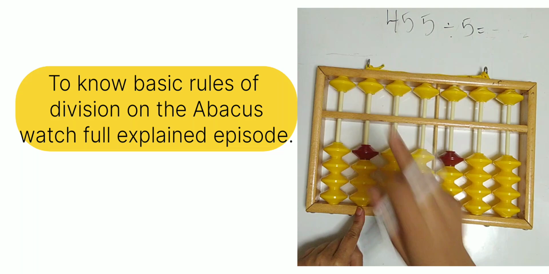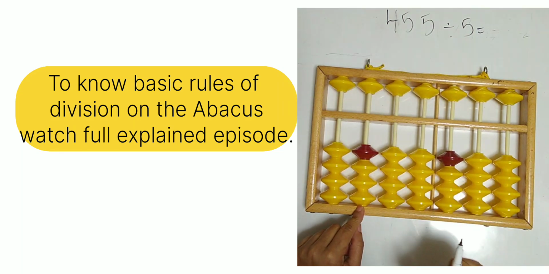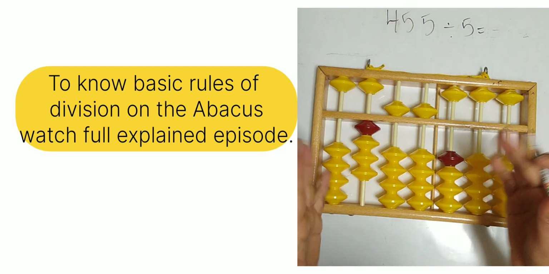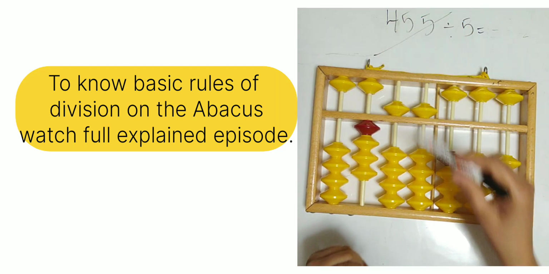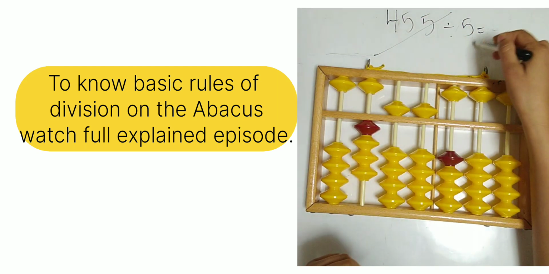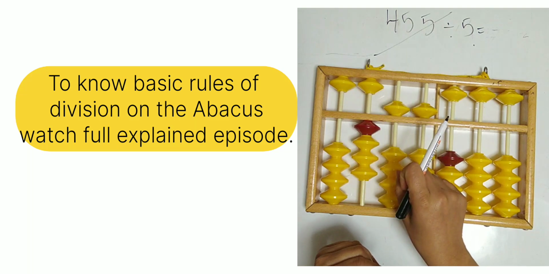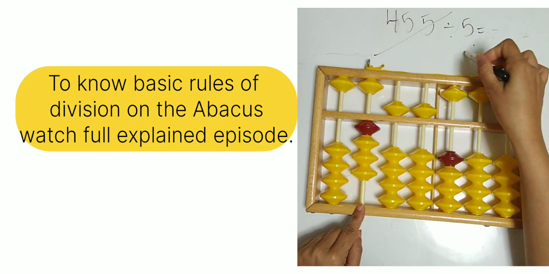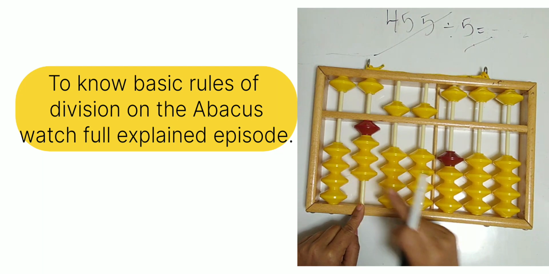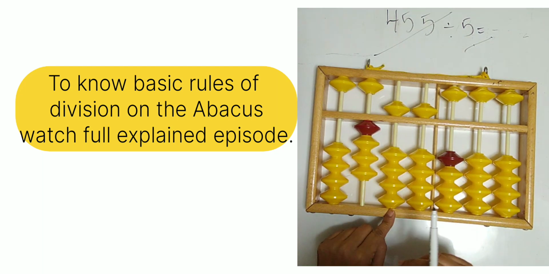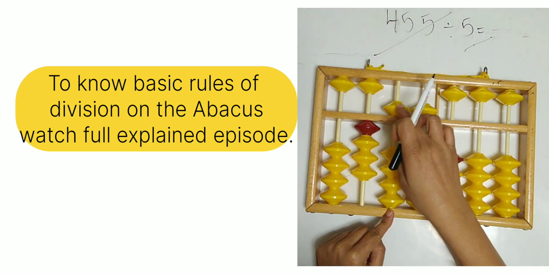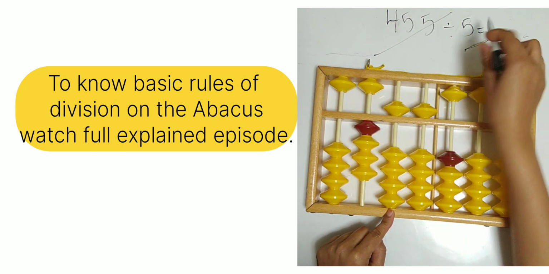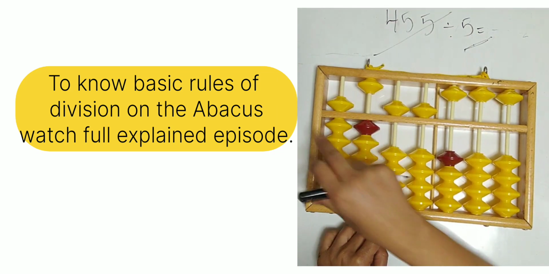Okay, so place your dividend on the Abacus, 455. Now our dividend is on the Abacus, you don't need to watch there. This is the divisor, and these are our dividend. So here first take 4. Divisor is bigger than dividend. In this case you have to take 2 digits, 4 and 5, 45. 45 divided by 5, your answer is 9.